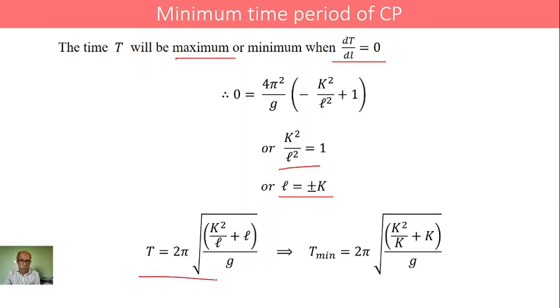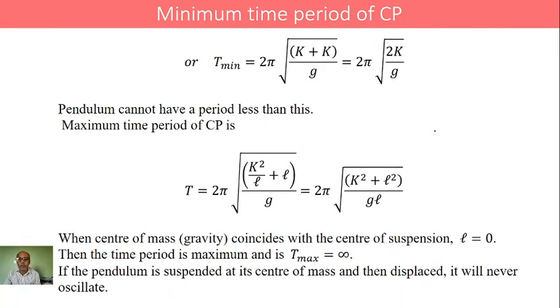Therefore the time period T becomes equal to T minimum. If I take L equal to plus k, then T minimum is equal to 2 pi into square root of (k square by k plus k) by g, that will be equal to square root of 2k by g. This is the minimum value the compound pendulum can have. The pendulum cannot have a period less than this value.